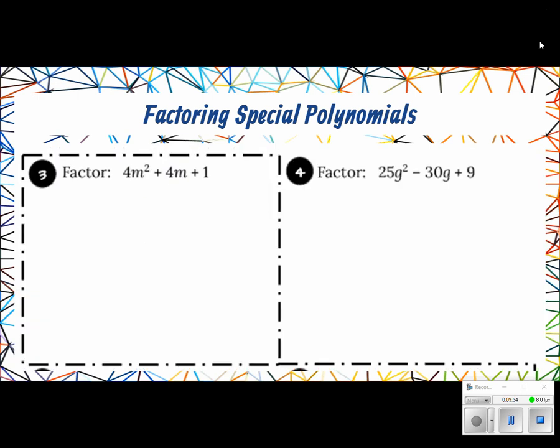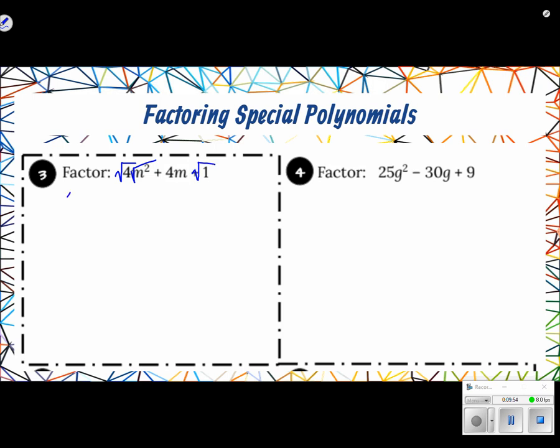All right, so let's look at number 3. Now remember, I haven't been saying anything about greatest common factor. We should be checking for greatest common factor. 4, 4, 1, no greatest common factor. But 4 is a perfect square. I can take the square root of that. I can take the square root of n squared, kind of make that a little diagonal. I can take the square root of 1.